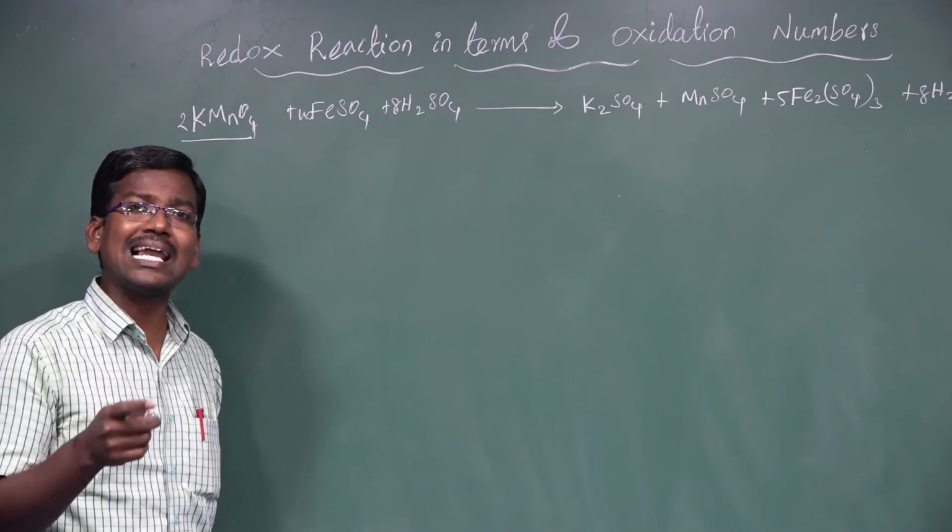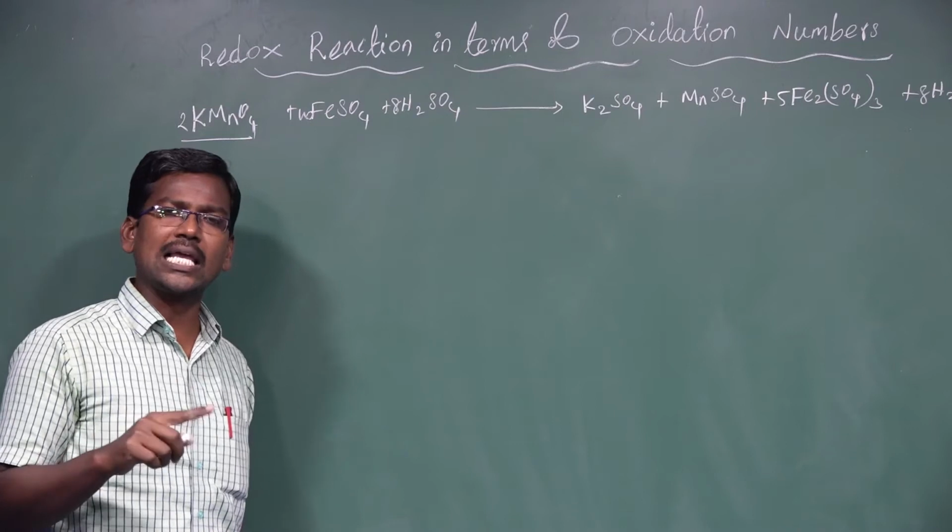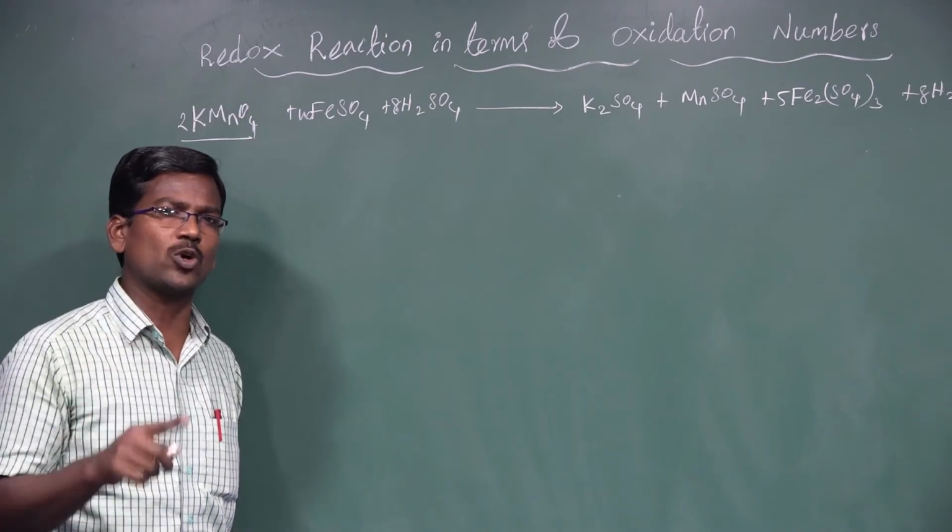Next one, alkaline earth metals. Alkaline earth metals are second A group elements. Alkali metals are first A group elements.